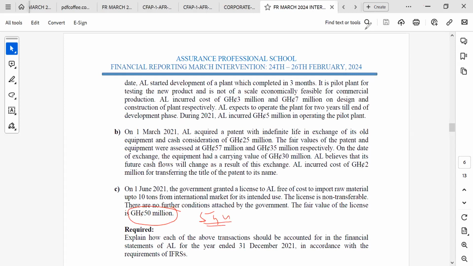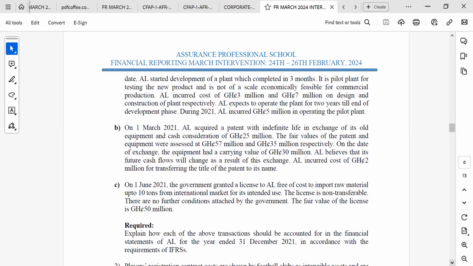Okay, so this one, since it's not transferable, maybe it will be with the company forever or maybe it will last for some number of years, and the company has to recognize the 50 million as the license, or the company has to recognize the intangible as a license and now amortize it over the useful life of the license. That is all about the first one. I hope we get it.